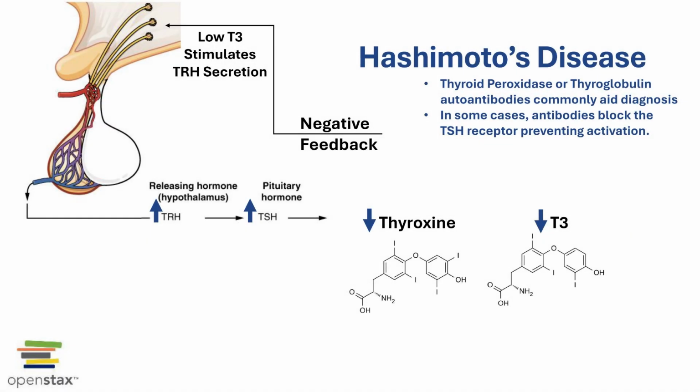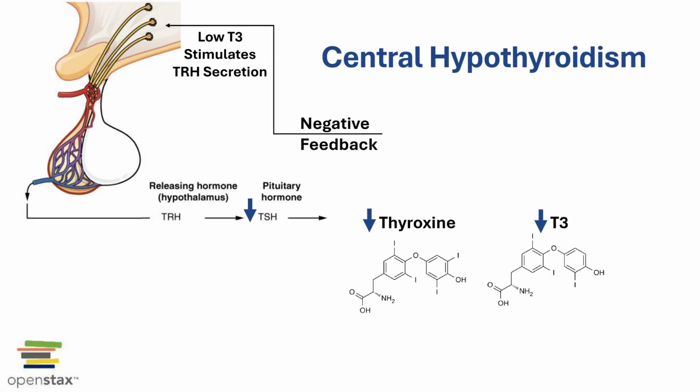Hashimoto's disease removes the negative feedback, leading to increased secretion of TRH and TSH. Increased TSH often leads to growth of the thyroid gland, causing a goiter. The primary treatment for Hashimoto's disease is thyroid hormone replacement therapy. Although iodine deficiency and Hashimoto's disease are the most common, there are other causes of hypothyroidism.